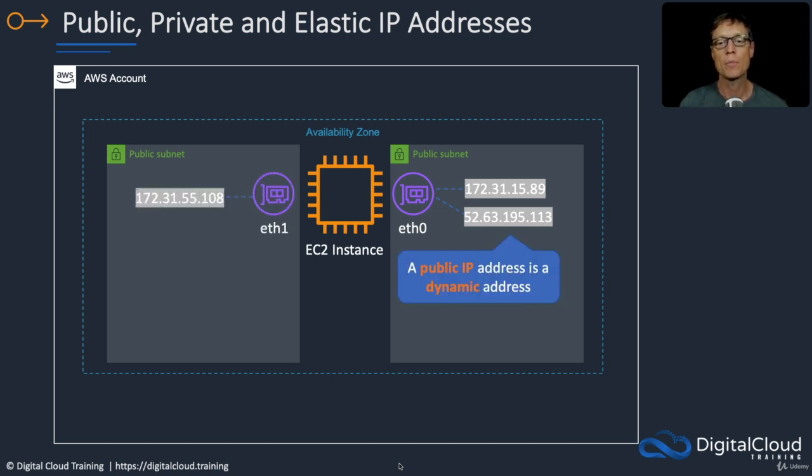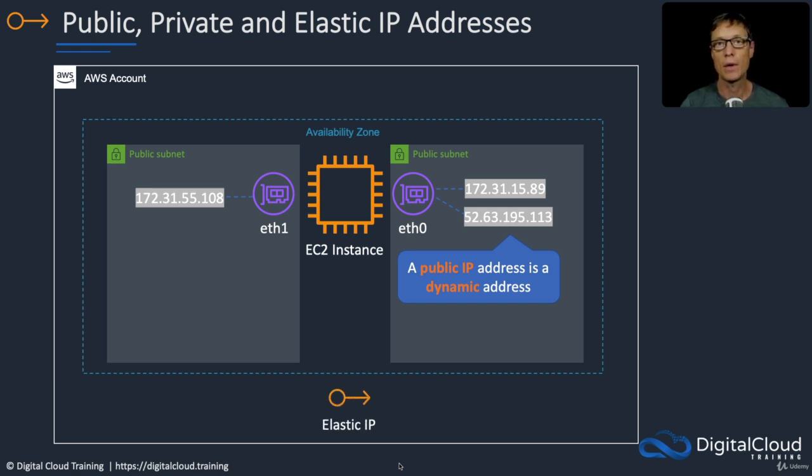So a public IP address is a dynamic address. What that means is it might change. So when you stop your instance and start your instance again, it will pick up a new IPv4 public address. The private address stays the same, but the public address will change. So that means you've got to make sure you don't use that IP address in application code because it could change at any time.